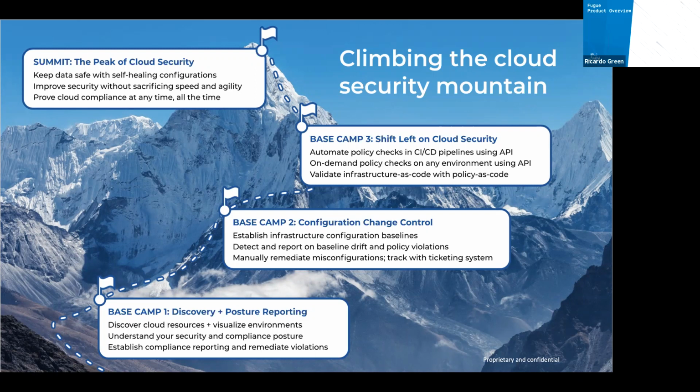When we go into base camp 3, that's when we start thinking about shifting left. Now we're starting to get information earlier in the software development lifecycle. So we're starting to use infrastructure as code. We're evaluating those plans pre-deployment. We're automating a lot of that activity, automating getting that feedback and being able to automate specific tasks that you would perform in Fugue, and doing that through our pipelines.